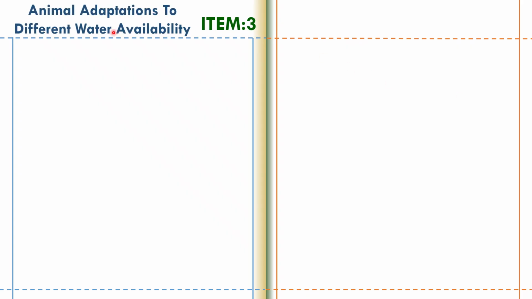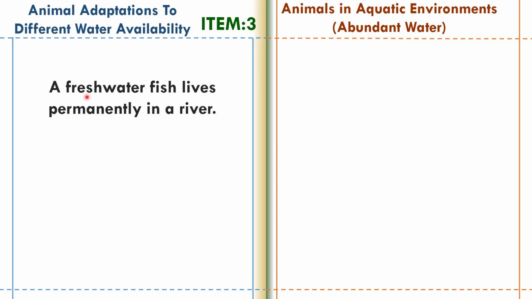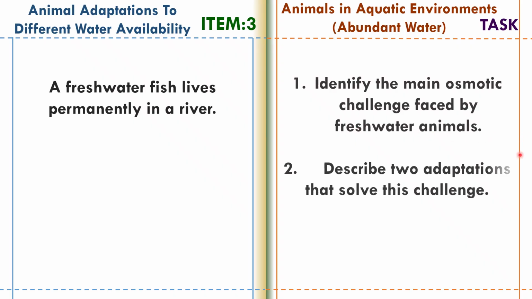Animal adaptation to different water availability, item 3. Animal in aquatic environment with abundant water. A freshwater fish lives permanently in a river. Task: identify the main osmotic challenge faced by freshwater animals. Describe 2 adaptations that solve this challenge.